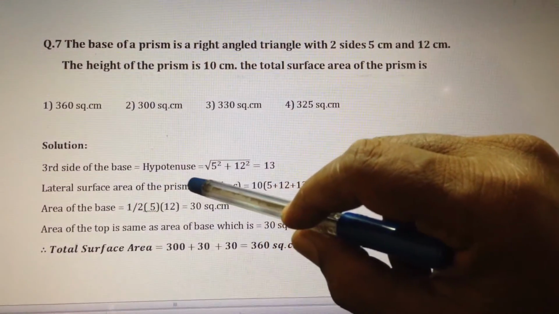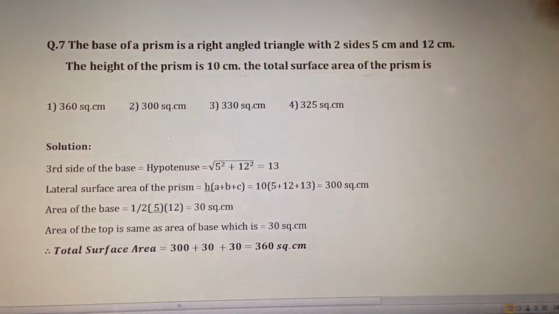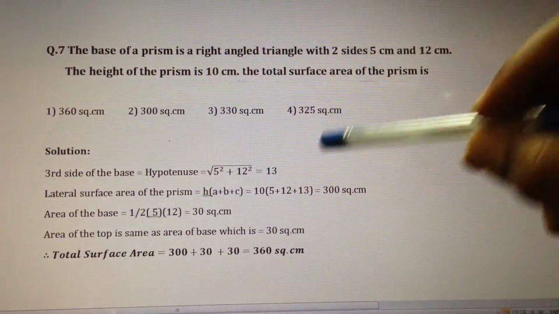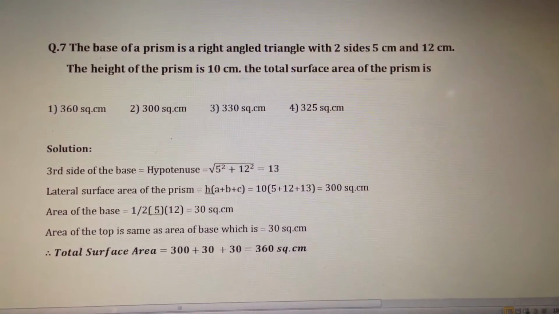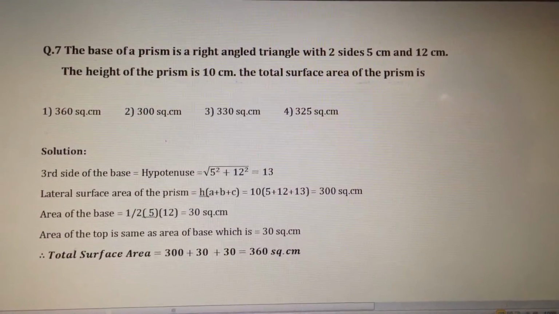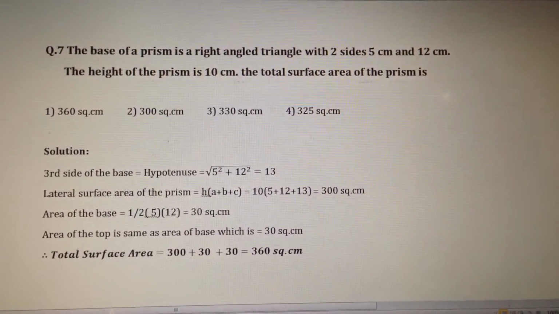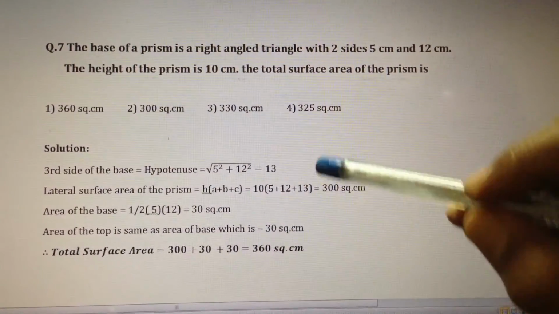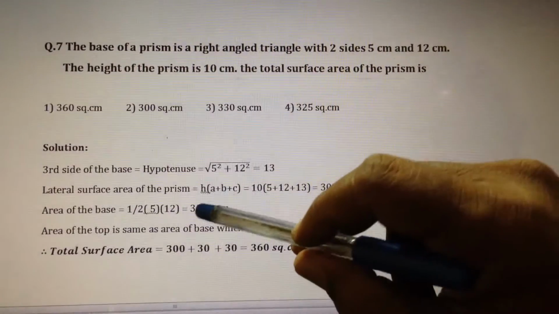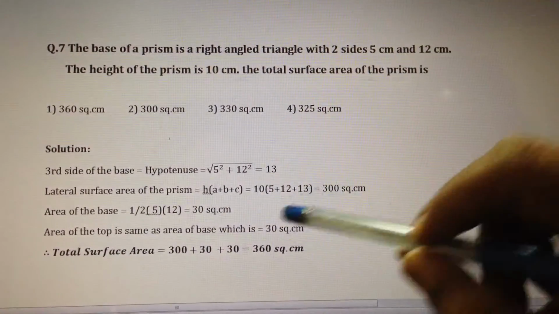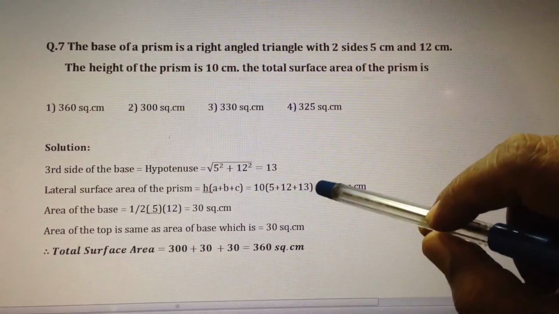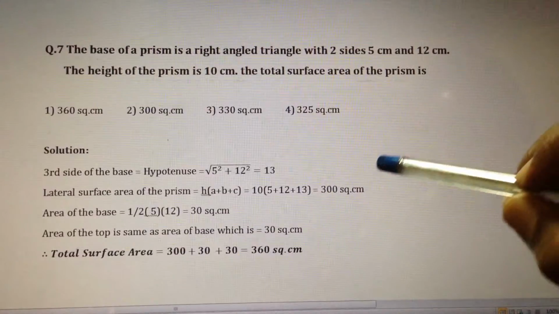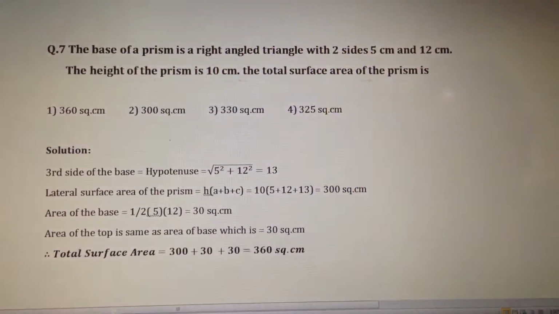Third side of the base, which is nothing but the hypotenuse, is equal to square root of 5 square plus 12 square, which is equal to 13. Lateral surface of the prism is given by the formula height into (a plus b plus c), that is the sum of the sides of the base, h into (a plus b plus c), which is equal to 10 into (5 plus 12 plus 13), that is equal to 300 square centimeters. This is the lateral surface of the prism.